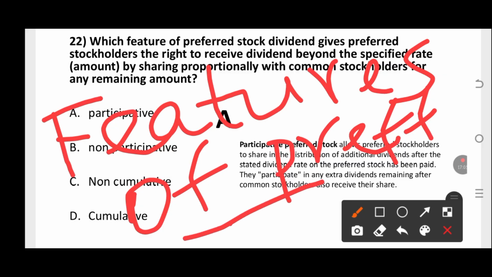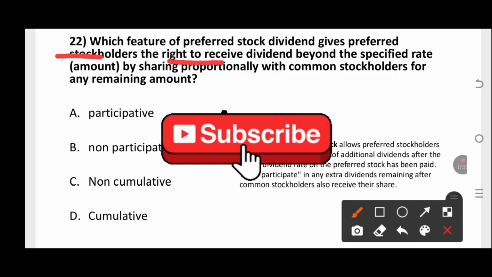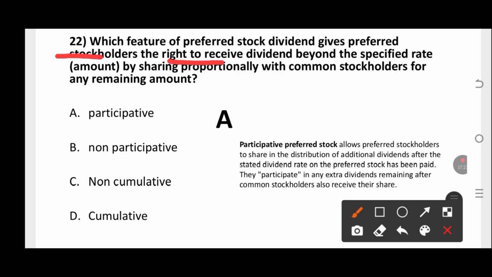You have to understand these features of preferred stock dividend. Which feature of preferred stock dividend gives preferred stockholders the right to receive dividends beyond the specified rate or amount by sharing proportionally with common stockholders for any remaining amount?